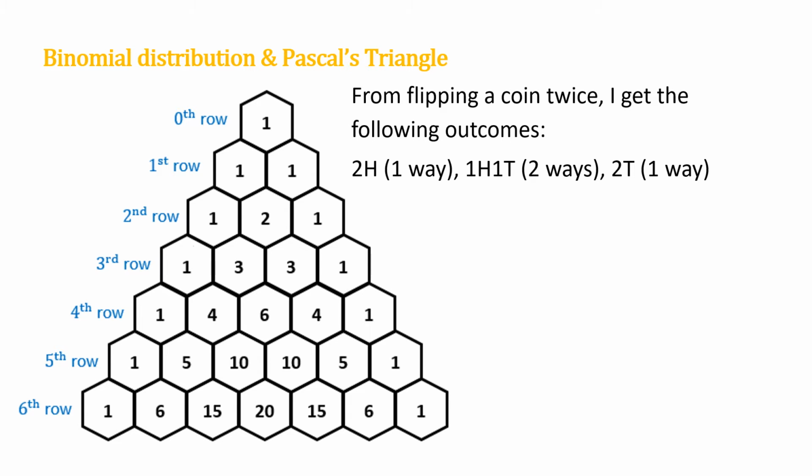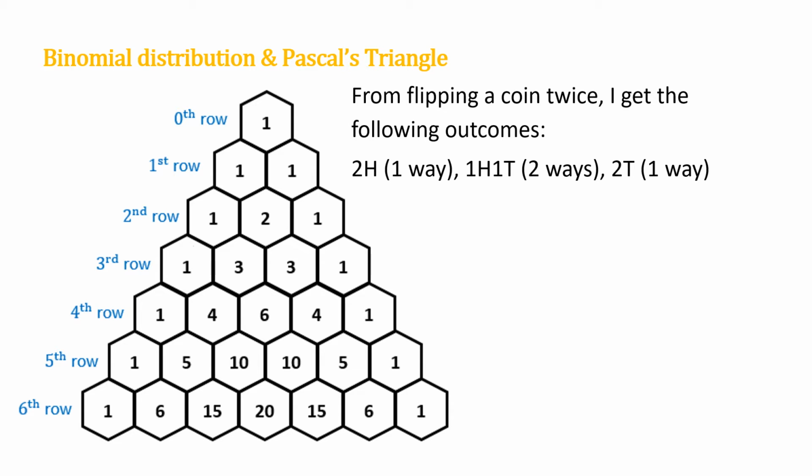Here we have our old friend, Pascal's triangle. The last time we looked at it was to do with binomial expansion, when we had x plus y to the power of 7, for example. Our coefficients came from Pascal's triangle. What we're going to use it for today is binomial distribution.